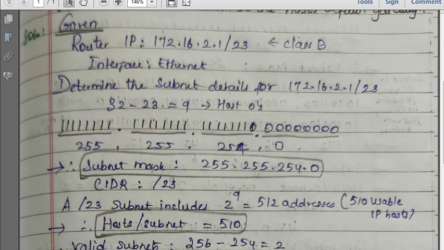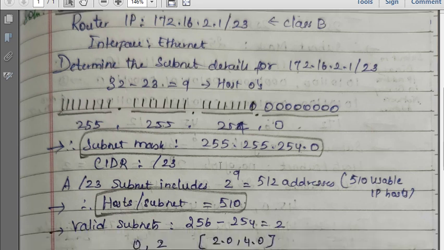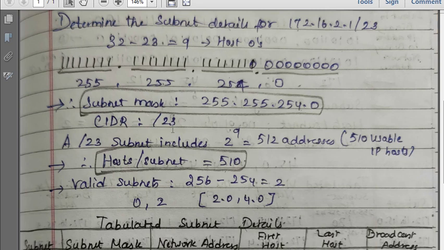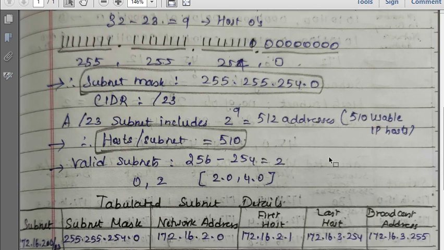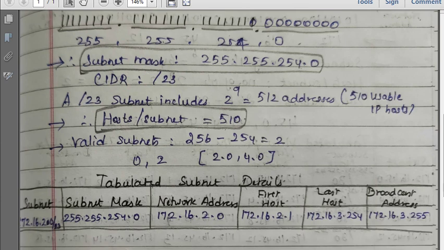So the subnet mask becomes 255.255.254.0, and the CIDR is /23. A /23 subnet includes 2 power 9, which is 512 addresses, wherein we leave one address for the network and the other for the broadcast address. So a total of 510 usable IP hosts will be there. Hosts per subnet is 510. The valid subnet is 256 minus 254, which is 2. So we start from 2.0 and then end with 4.0.